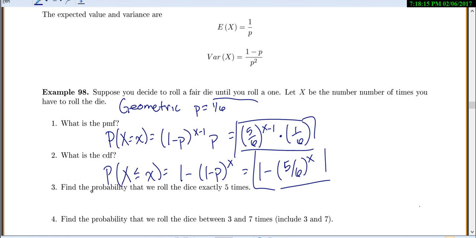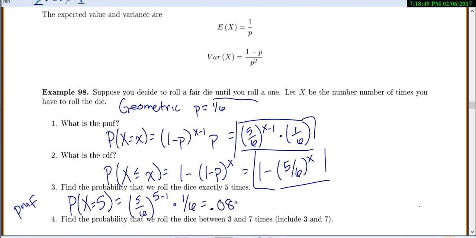These are nice now, so we can find probabilities in part 3. So let's find the probability that we roll the dice exactly 5 times. So that's saying find the probability that x equals 5. So all we have to do is plug 5 into this PMF here. So here we'll use the PMF. It says it's 5/6 to the power of x minus 1, so 5 minus 1, times 1/6. So 0.0803. So about an 8% chance you have to roll it 5 times.